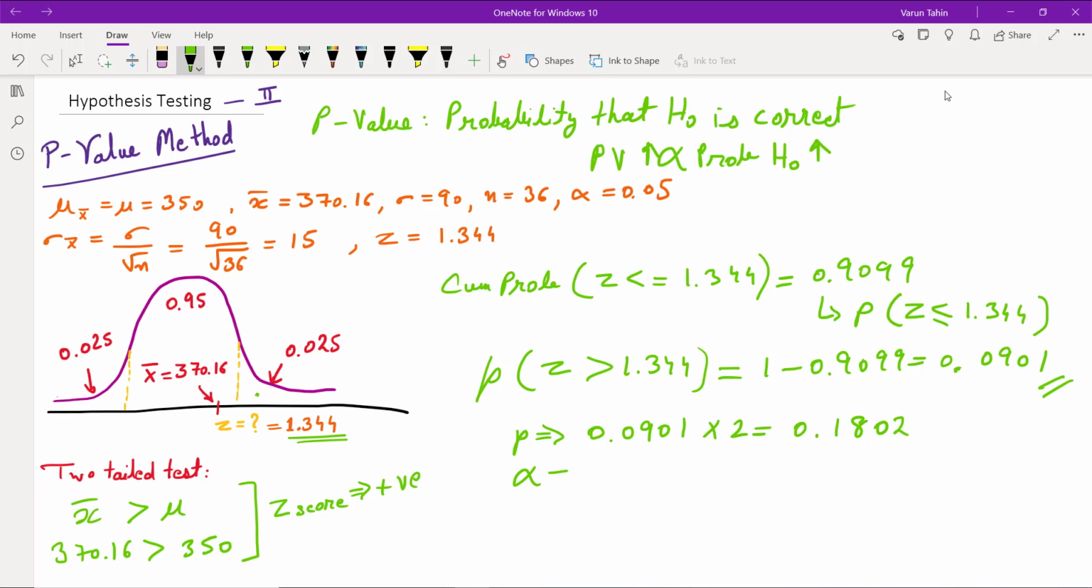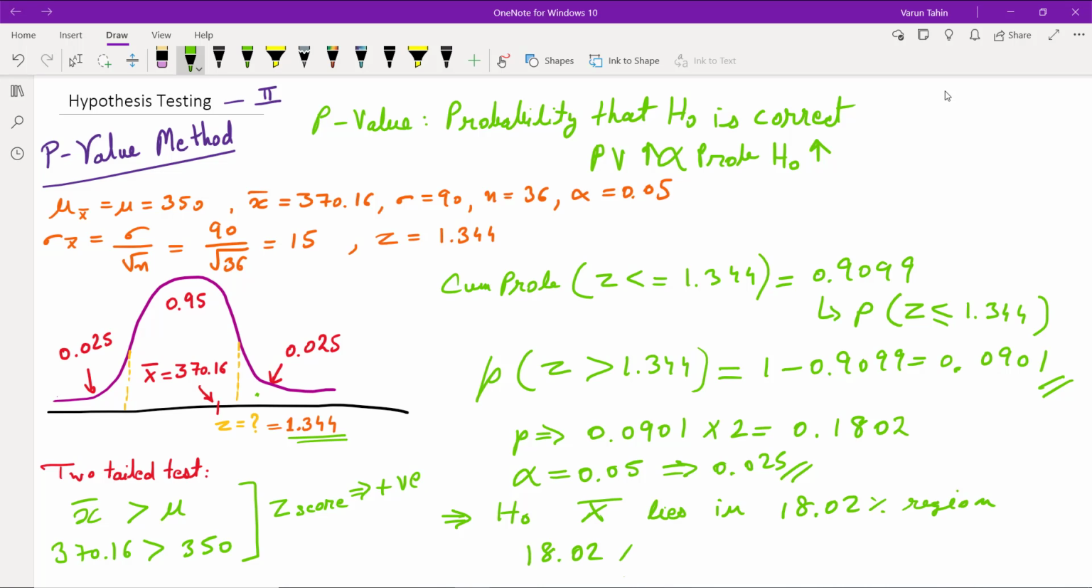0.1802. Now as alpha is 0.05 or 5%, that means the critical region is 5% of the distribution. We have further divided it into left side and right side, so 0.025 in both regions. Now the null hypothesis says that x bar is lying in this region, that is 18.02%. How can we verify this? That is, if 18.02% is greater than 5%, which is, 0.1802 is greater than 0.05.